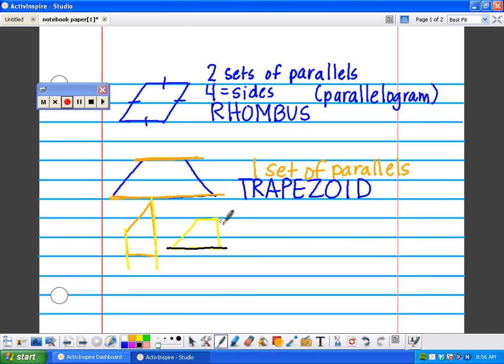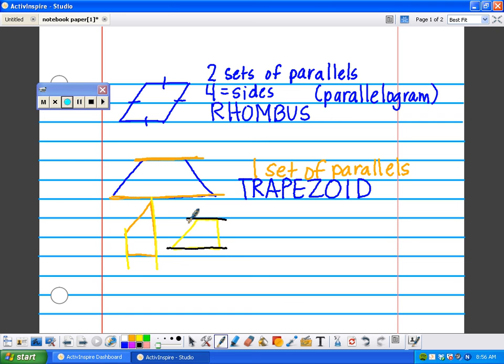Okay, let's look at our other shapes. What about a square, does it have one set of parallel lines? No. We can't call it a trapezoid then, can we? What about a rectangle? Does it have one set of parallels? No. Nope, can't call it a trapezoid. What about a parallelogram? No. Nope, it only has two, doesn't it? What about a rhombus? No, it has two sets of parallels. So the only thing that can be called a trapezoid is a trapezoid. That's kind of the easy one. That's the only name.